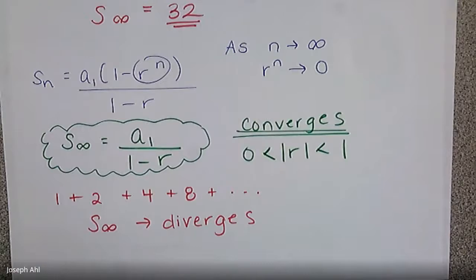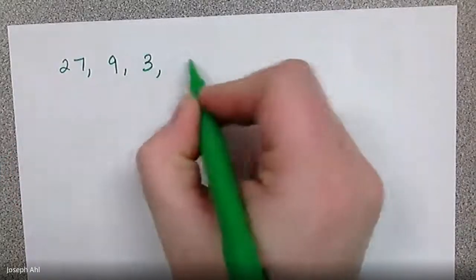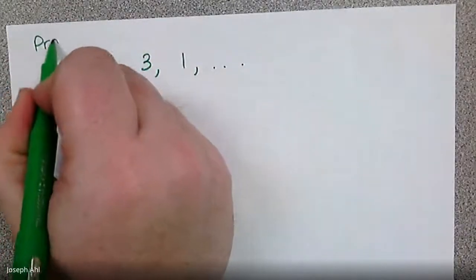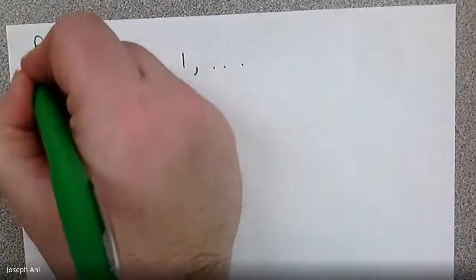So let's get some practice with this here. So if we look at some examples of some infinite geometric series, let's take a look at the terms in the series. 27, 9, 3, 1, dot, dot, dot. Oops, that's supposed to be a 1, guys. There we go.